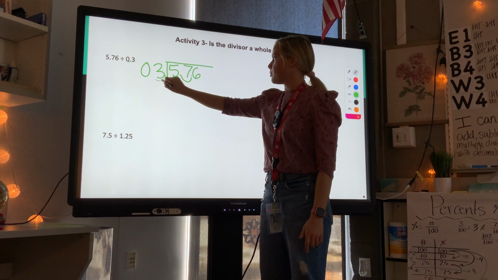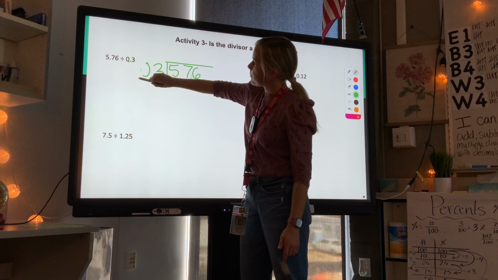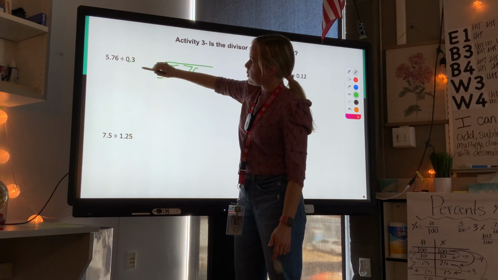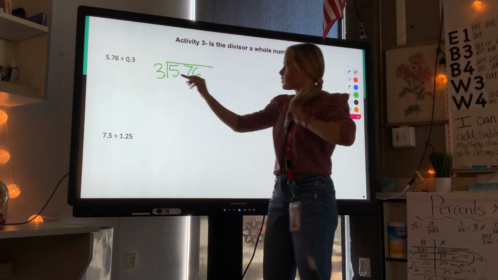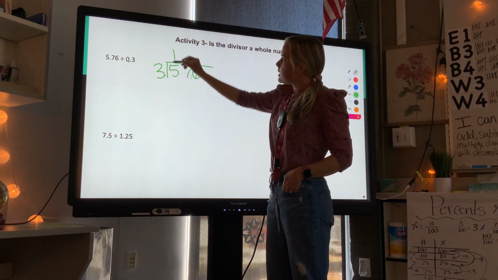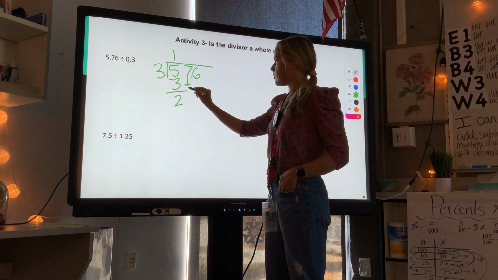So now my new problem is the same as 57.6 divided by 3. You're welcome to pause and try to do it on your own, and then check to see if you did it right. Okay, so 3 goes into 5 one time. 1 times 3 is 3. 5 minus 3 is 2. Then you bring down your next digit.